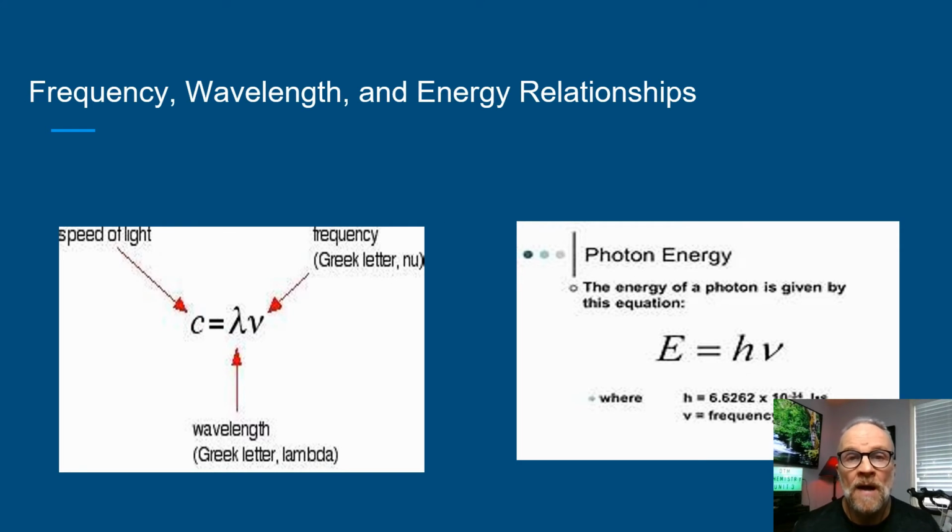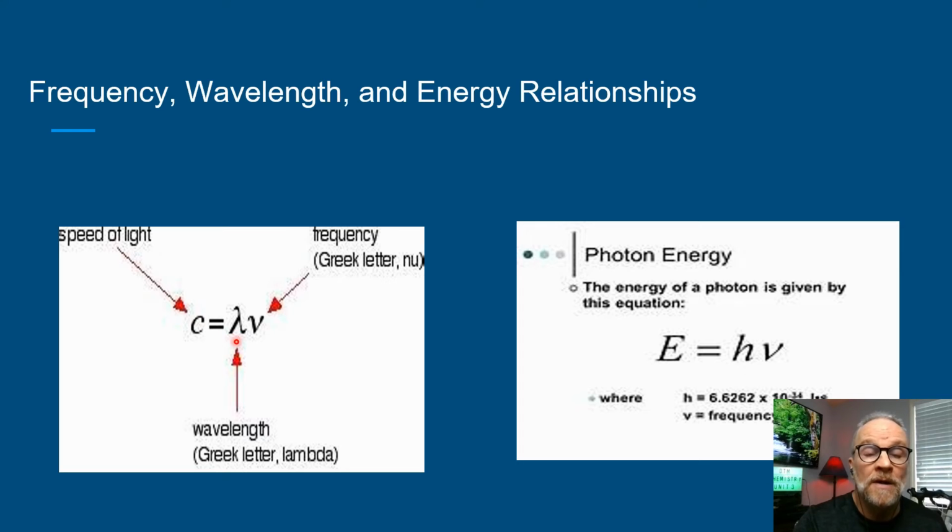We said that the longer the wavelength, the less frequent the waves, and the less energetic the waves. And then we said that the shorter the wavelength, the more frequent they are and the more energetic. And then we have some mathematical formulas that you can quantify these variables. And the first one that we will talk about is the one on the left here. And we'll talk about c is equal to lambda nu.